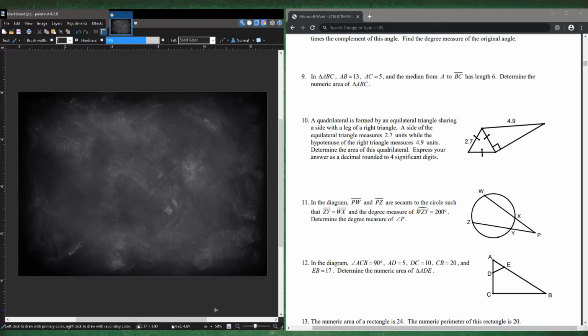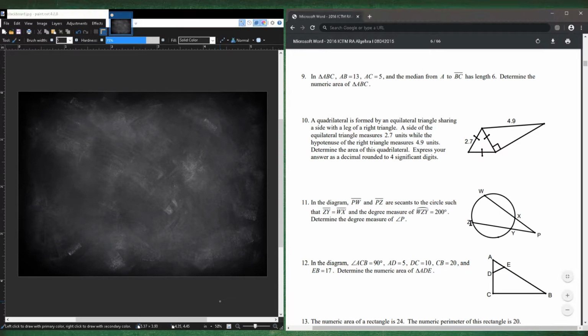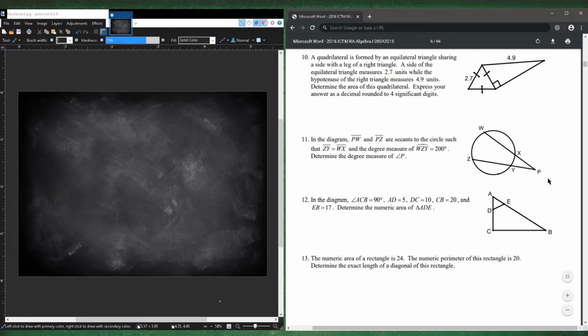Okay, so let's move on to number 11. In the diagram, PW and PZ are secants to the circle, where ZY and WX are equal. So these have the same length.